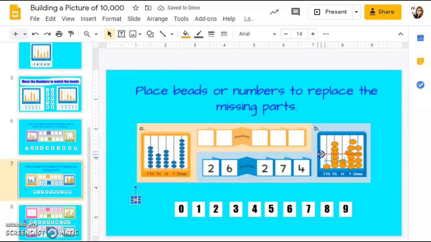And when you're finished, each place should have the same number of beads as the digit in that place value. And again, I still have that one kind of hanging out. That's okay. You can always move it back afterwards. All right? So here, we're going to practice modeling our numbers up to the 10,000s using the abacus. Good luck, students.